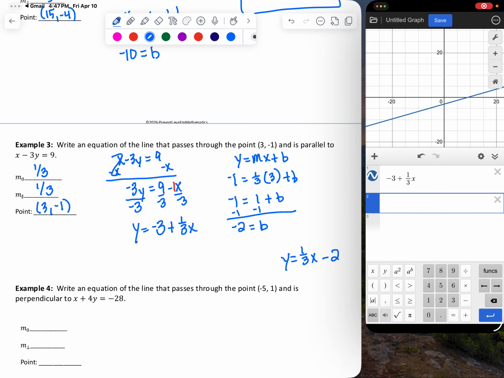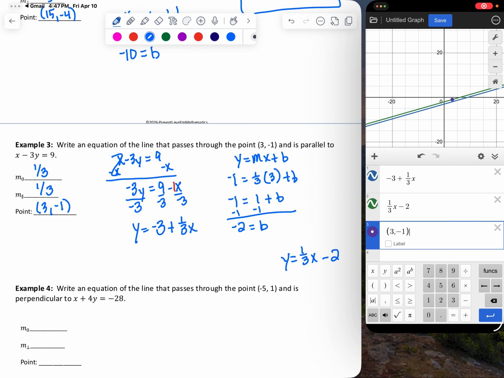So let's come over here and check it. 1/3 x - 2. Ooh, they're very close together. That's okay. We should still be able to see the point though. (3, -1), and label. And sure enough, it did fall on that new line. So we know we have the correct answer.